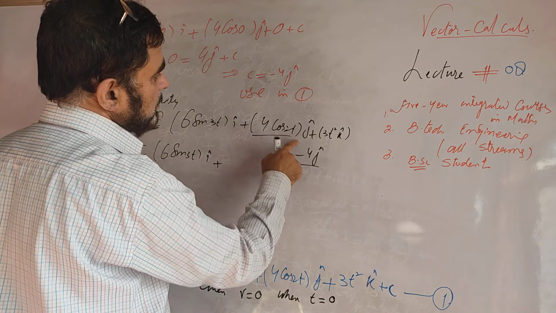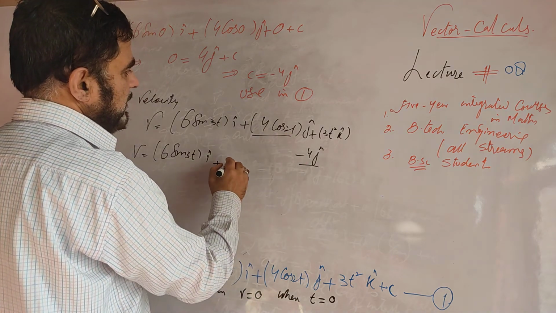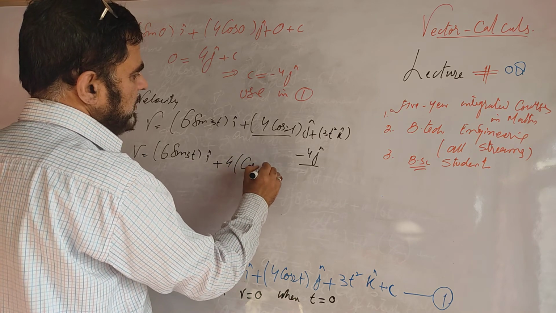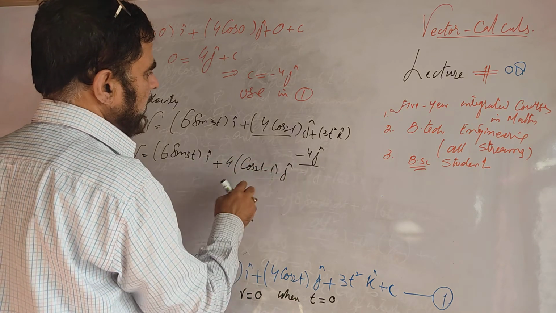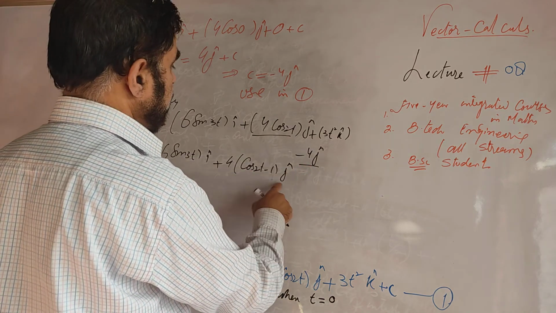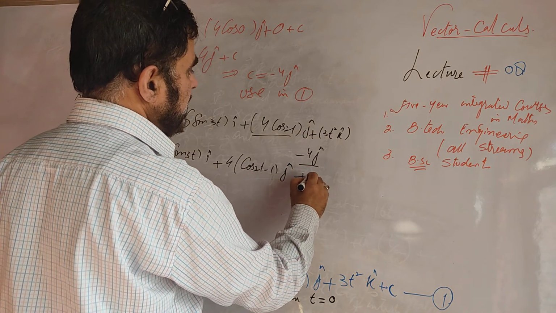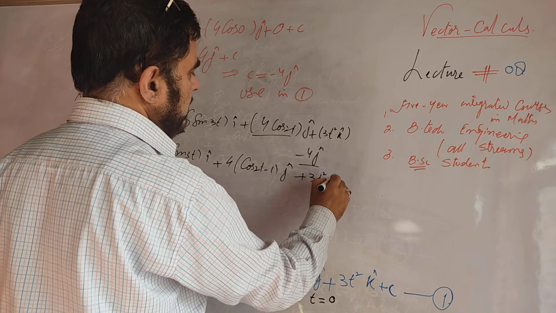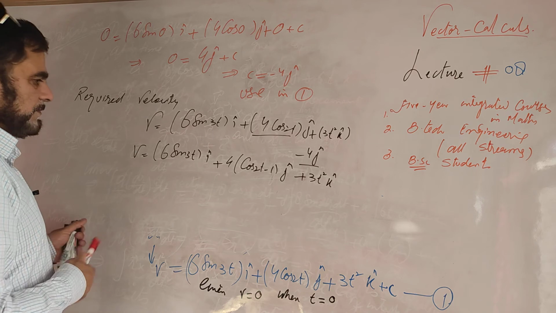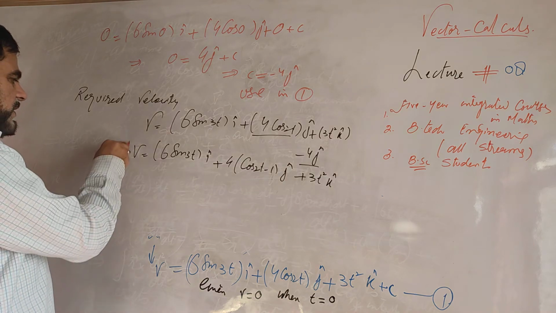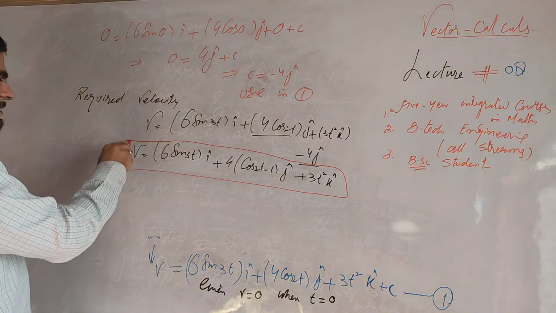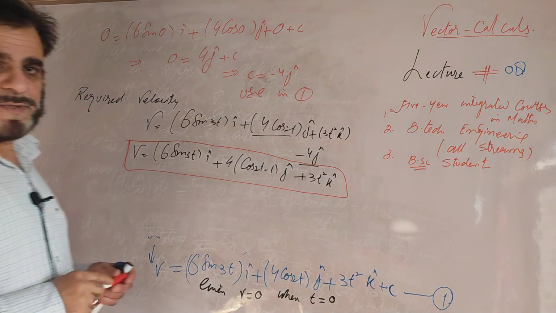This is plus 4 cos 2t j minus 4j. We can take 4 common: 4 times cos 2t minus 1 into j, plus 3t square k. Well, this is your velocity. This is the required velocity, and we have derived it from the initial condition.